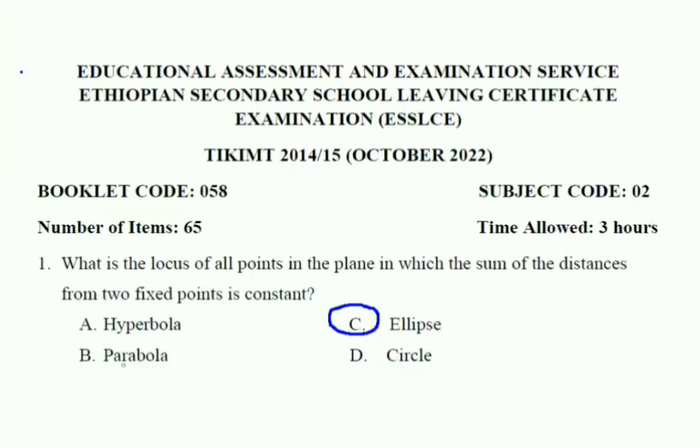A parabola is defined as the locus of points in a plane that have the same distance from a given point and a given line. And the last one, a circle, is normally defined as the locus of points which are equidistant from a fixed point. That fixed point is called the center. So the answer for the first one is ellipse, because this definition directly belongs to the definition of an ellipse.